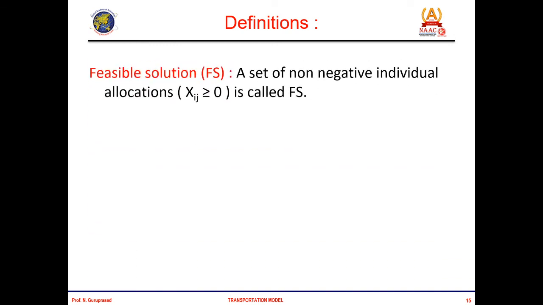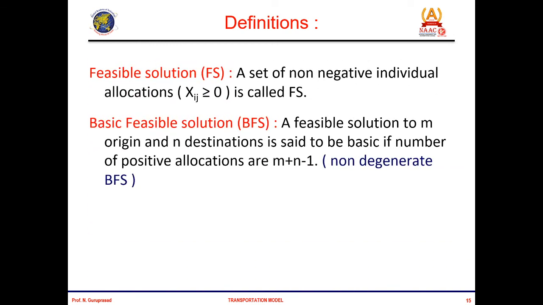Let us look at the definition part, right? The first definition is feasible solution. A set of non-negative individual allocations x of ij greater than or equal to 0 is called a feasible solution. We will come across these terminologies as and when we proceed in solving the problems. The next terminology is called basic feasible solution. What it says, a solution to m sources and n destinations is said to be basic if the number of positive allocations is m plus n minus 1. That is called a non-degenerate basic feasible solution. We will see this again.